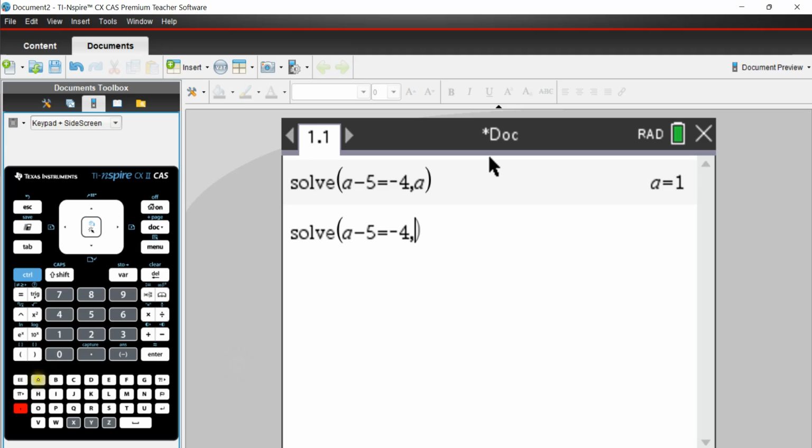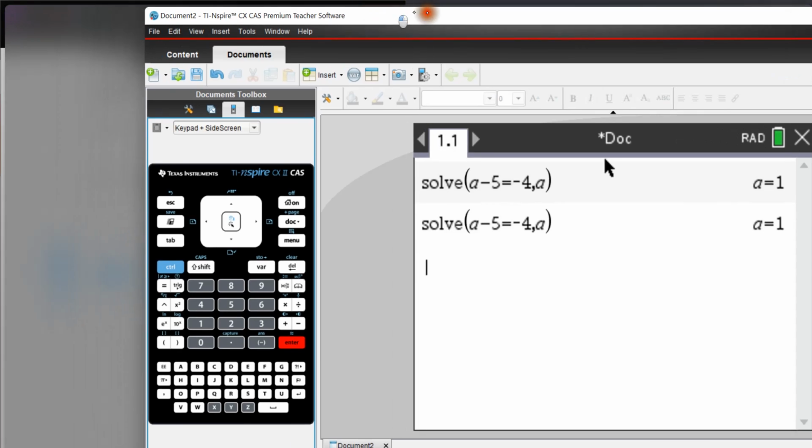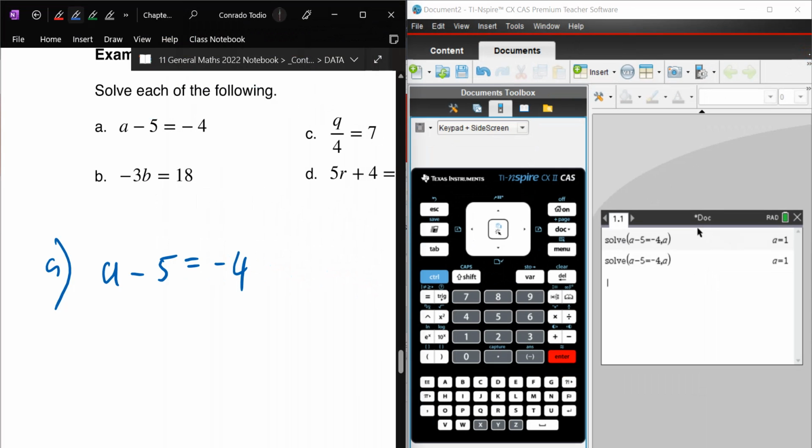So press A. Where's the equals? Over here, right under control. Where's the comma button? Should be down here, under the pi button. When you press that and you press enter, it'll solve and give you what A is. We can do that for any equation.